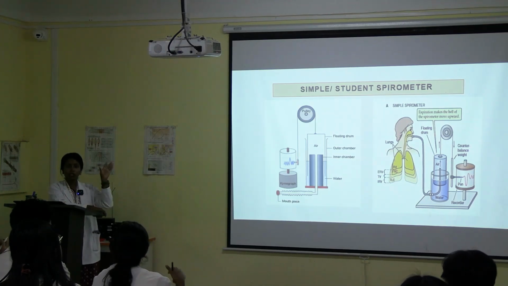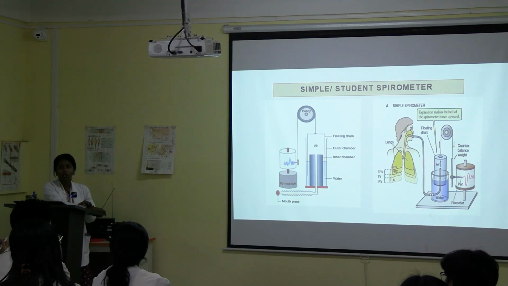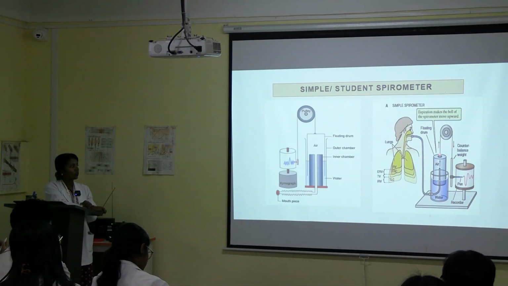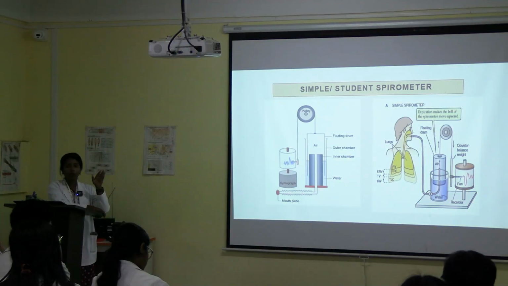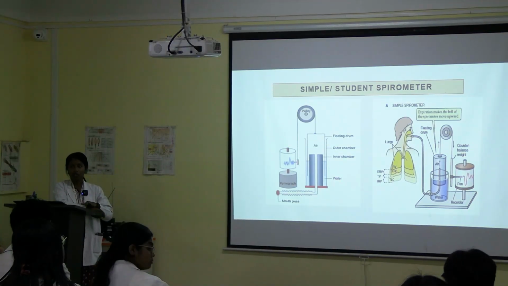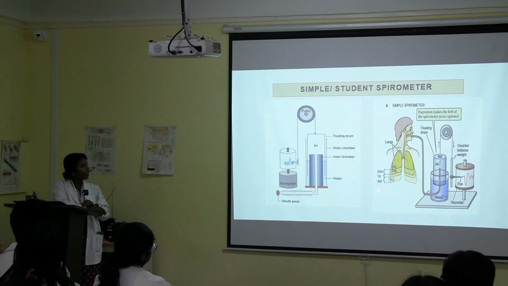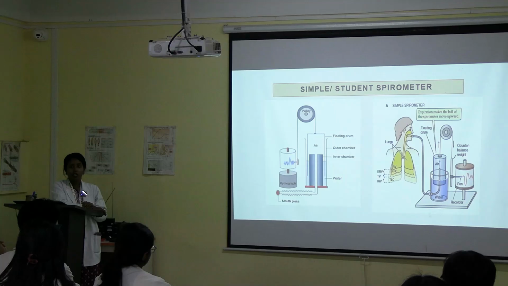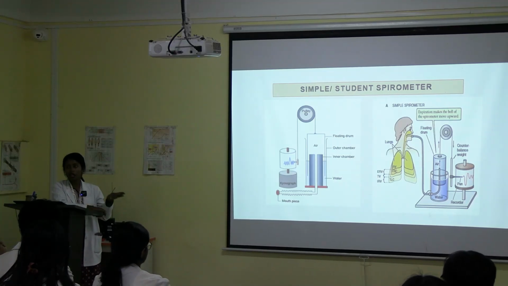Remember the graph which has all the volumes and the capacities. It will be recorded in a kymogram. Once you blow the air, the bell will rise up or go down. That is the principle. And this will be filled with water, so the water is going to act as a seal, so that the air does not leak out.